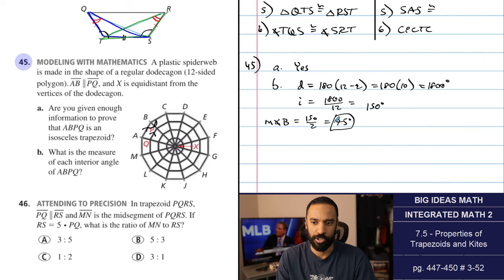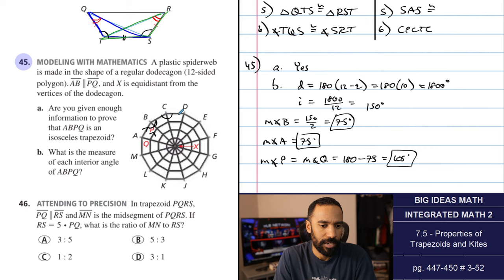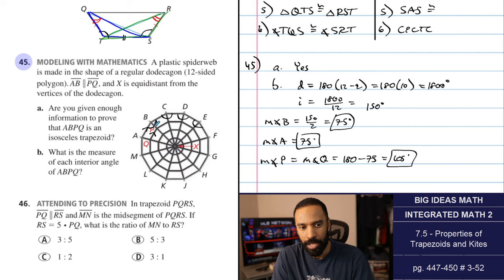So there's measure of angle B. Measure of angle A would be the same. Measure of angles P and Q are going to be the same, which is 180 minus 75, and 105 degrees. So I found the interior angle measure of each interior angle of the regular dodecagon, and each of those are bisected by that plastic spider web bit, dividing it into two. Those are the 75s. These other two would be the 105s right there for P and Q.